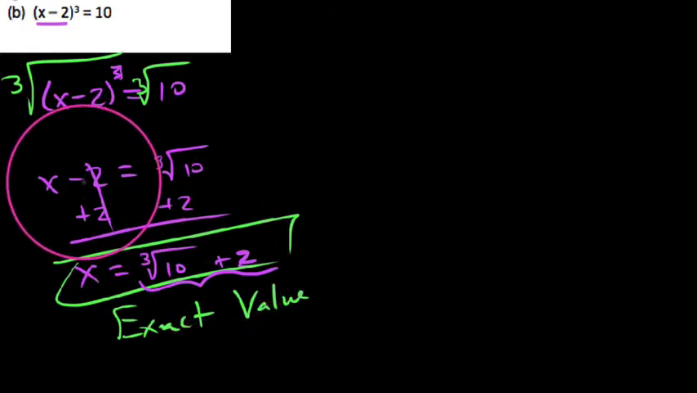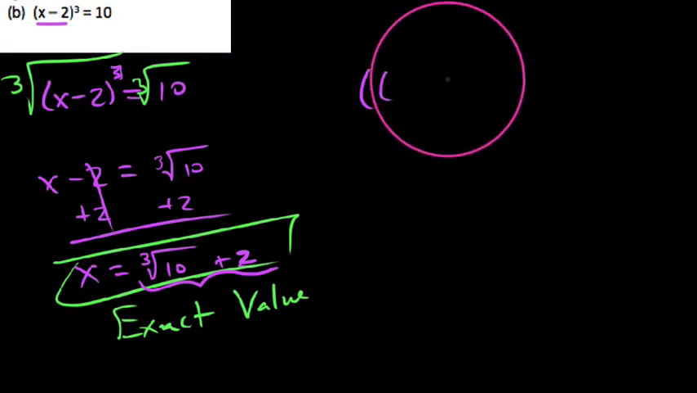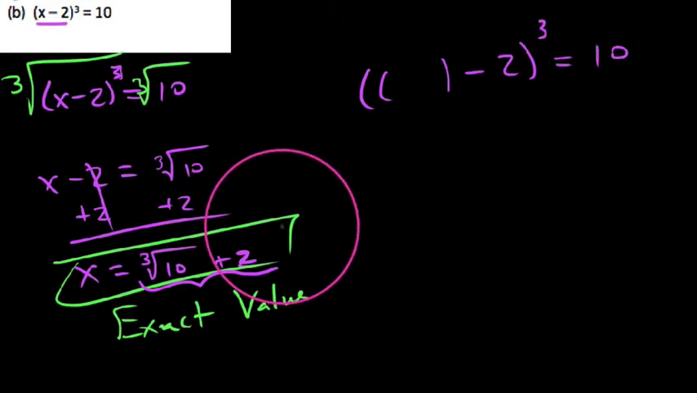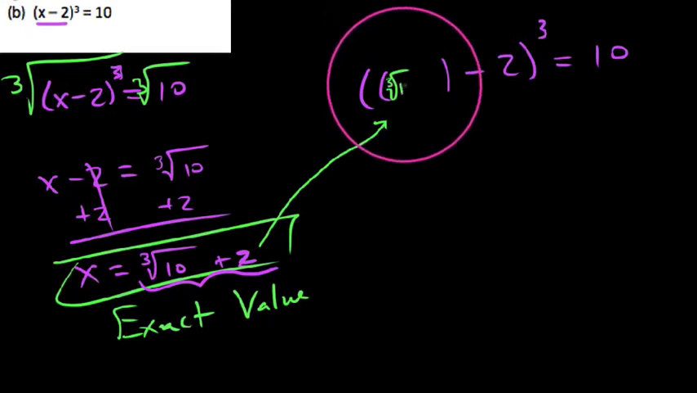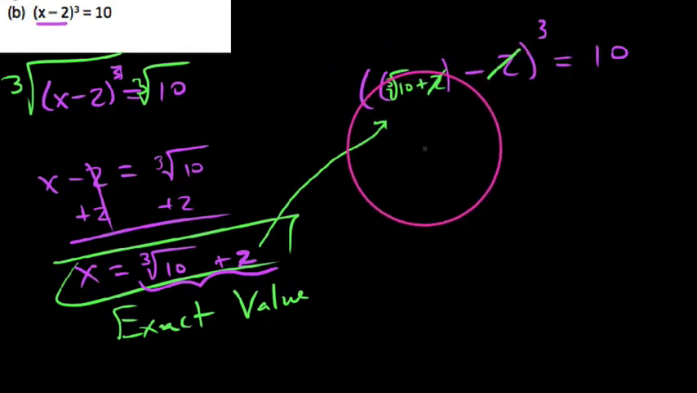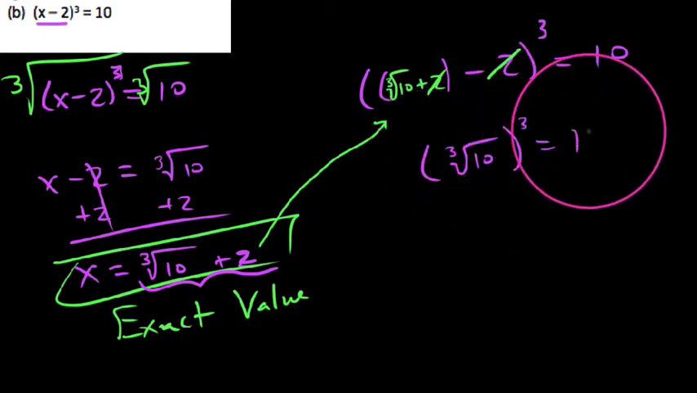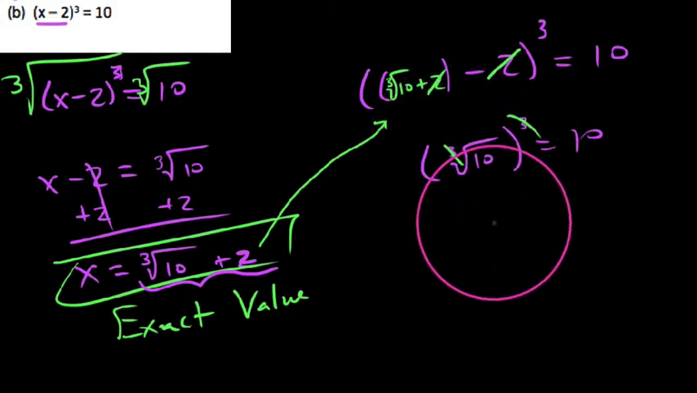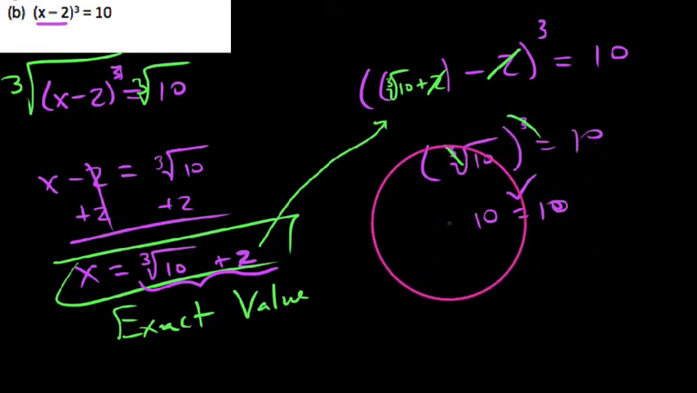As a matter of fact, if we plug this back into the original, x minus 2 to the third power equals 10, and put this expression back in, that is the cube root of 10 plus 2. First of all, these 2's cancel out, and we are left with the cube root of 10 on the inside, and we're cubing that. The cube root and the cubed cancel out, and we get 10 equals 10. So exact value means literally that. You get the exact value.